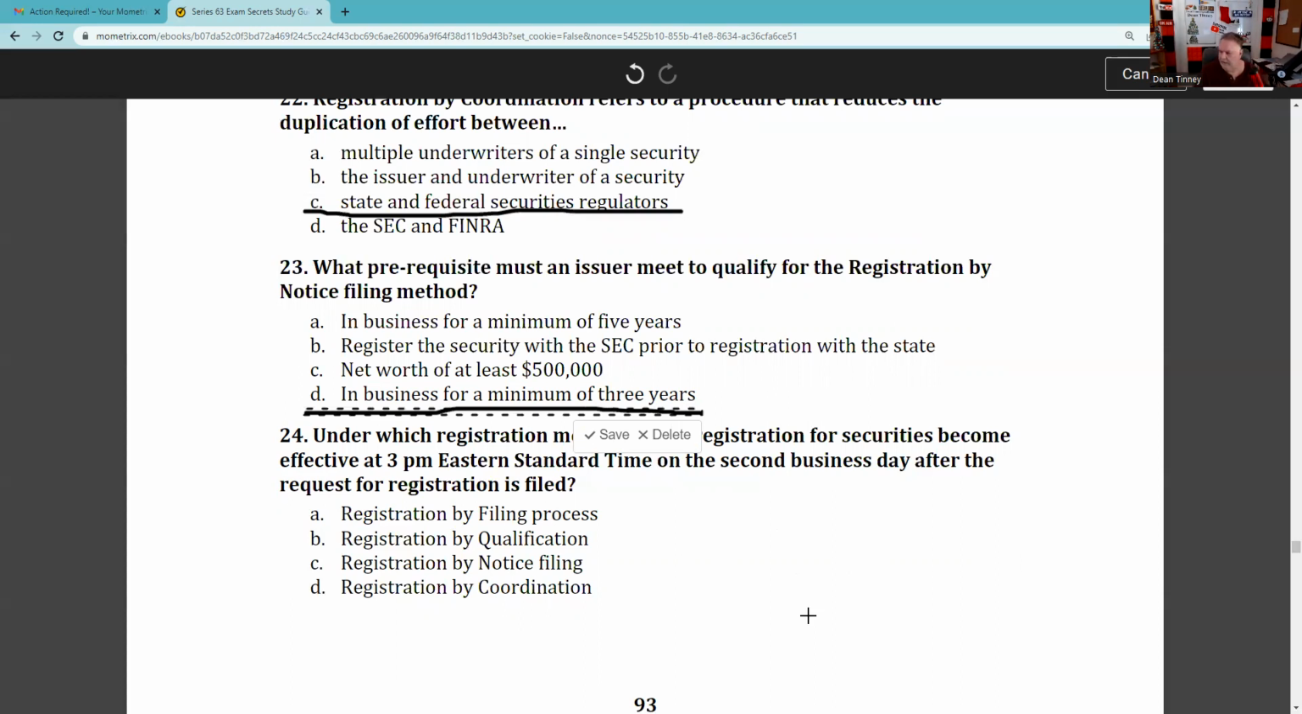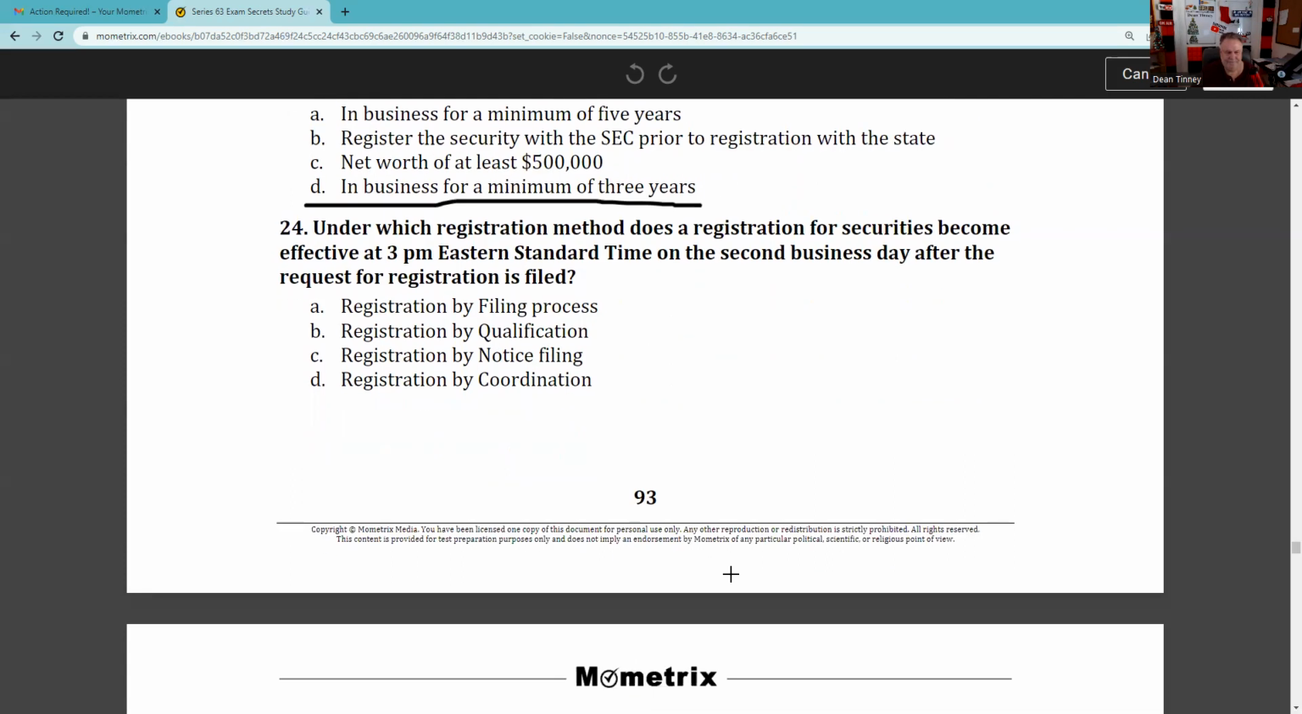It's the easiest way to do something. And I would know what federally covered securities are, the ones that don't need to be registered under the Uniform Securities Act. So not a big fan of that particular question.